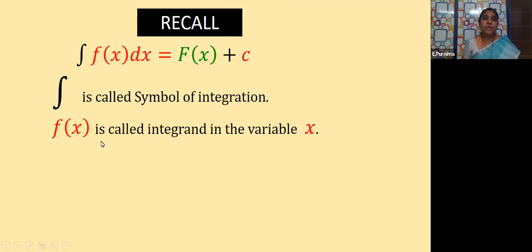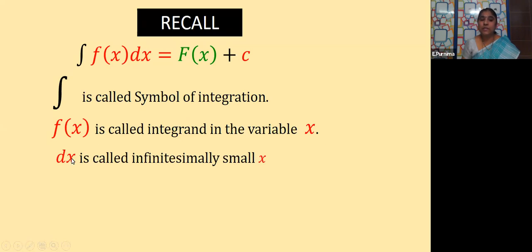Next one is what? dx is called what, children? Infinitesimally small x. Why is it infinitesimally small? In the last session we saw in the diagrams that when you reduce the width of the rectangles, that x goes on reducing, so it becomes very small. So that is your dx. And next is what?